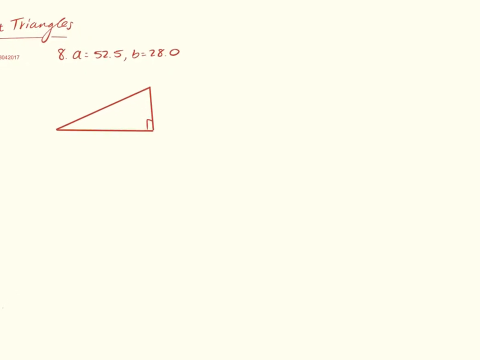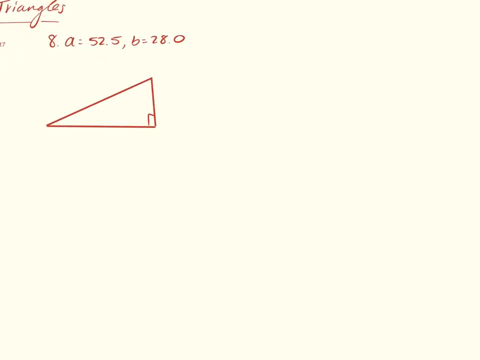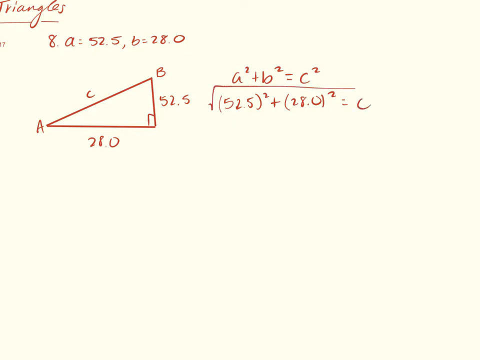For 8, we're given that A is equal to 52.5, so we'll label that accordingly, and B is 28.0. We don't know C, and we don't know our angles A or B. So first thing we're going to do is figure out side C. And what we're going to use is the Pythagorean theorem because we have a right triangle here, so we can. And later on in the lesson today, we're not going to be able to. So we'll have 52.5 squared plus 28 squared is equal to C squared, and when you take the square root, C is going to be 59.5.